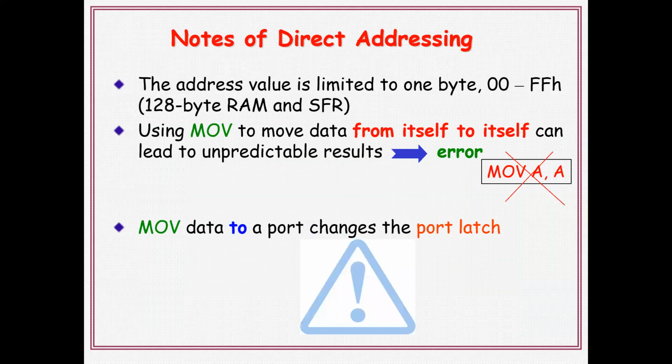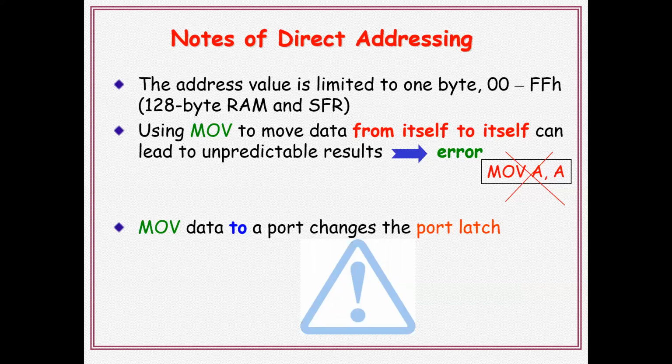So what are the points to note about direct addressing mode? The address value is limited to 1 byte only because the 8051 microcontroller supports 256 bytes of memory. So internal RAM is from 00H to FFH. It is divided into the lower 128 bytes and the higher 128 bytes. The lower 128 bytes are RAM and the higher 128 bytes are called the special function registers.